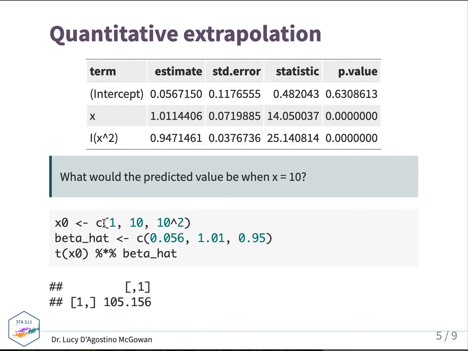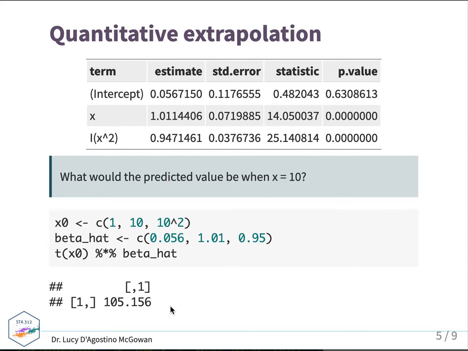So I could do that in R. For example, here I've created a vector for my x0 with 1, 10, and 10 squared. The 1 is just because I know I want to include my intercept, and then 10 and 10 squared are for x and x squared. And then I've got this beta hat, which I've just pulled directly from this model. I can take the transpose and multiply it by beta hat, and I end up getting 105. Okay, great. So when I have an x value of 10, I have a y value of 105. That's what my prediction is.